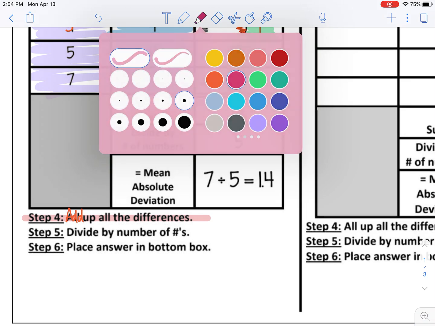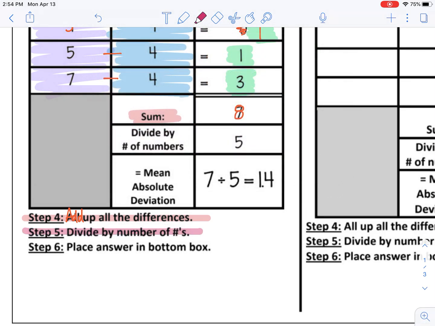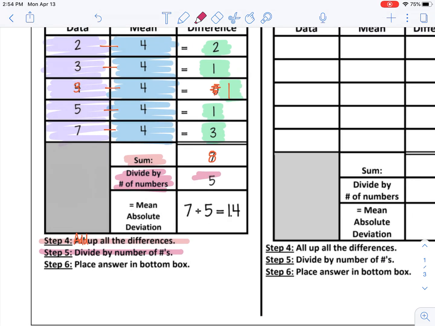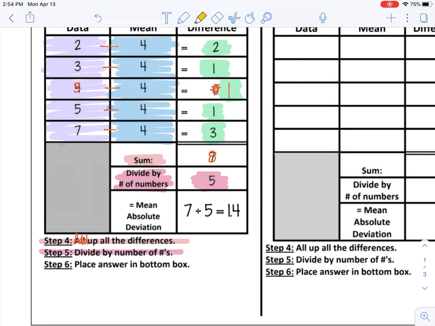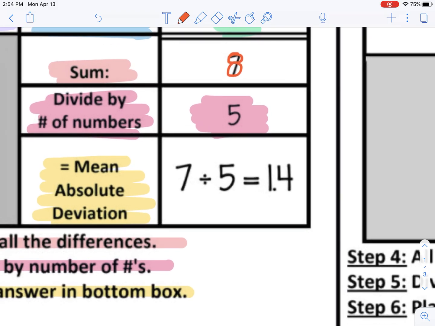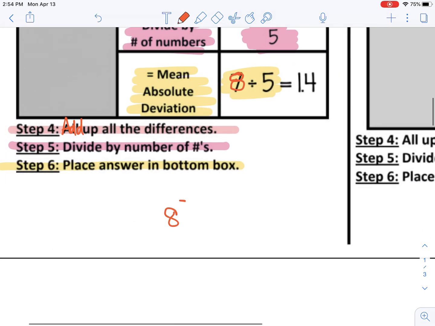Divide by the amount of numbers. Step number 5: there are 5 numbers in our data set, so we're going to leave that one alone. And then, step 6, place the answer for the mean absolute deviation. One thing that's going to change right here is this 7 is going to become an 8. It's still going to say divided by 5. So we are going to do 8 divided by 5.